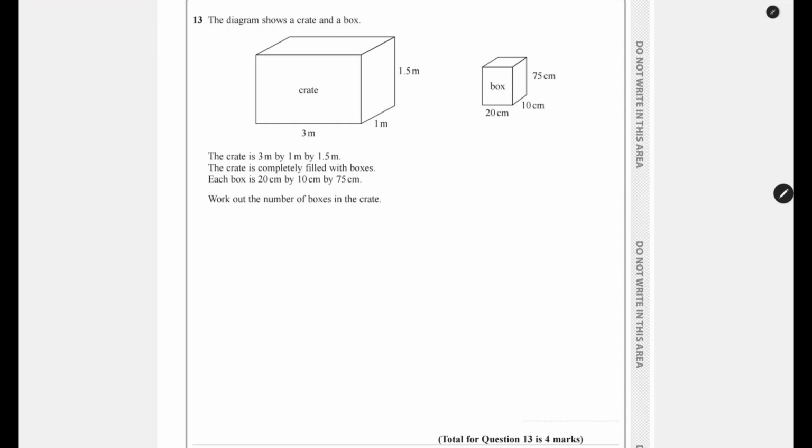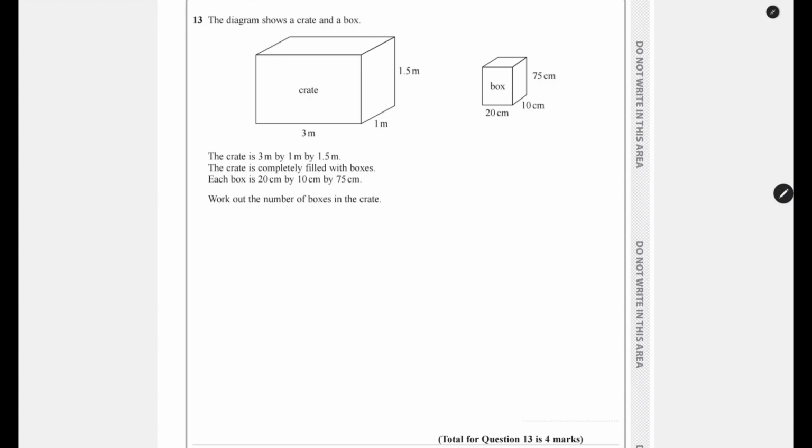13 says the diagram shows a crate and a box. The crate is 3 meters by 1 meter by 1.5 meters. The crate is completely filled with the boxes. Each box is 20 centimeters by 10 centimeters by 75 centimeters. Work out the total number of boxes in the crate.